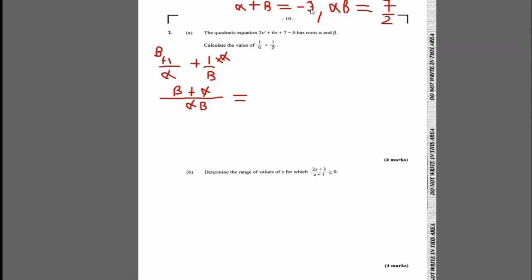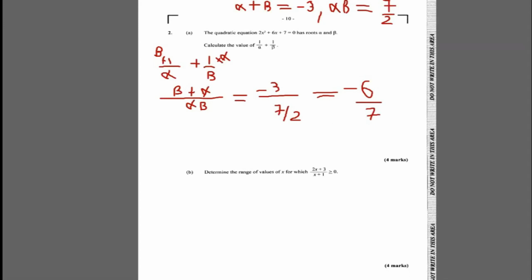So alpha plus beta, which is minus b over a, is negative 3. And that is also divided by alpha beta, which is 7 over 2. Feel free to use a calculator. Of course, many persons would just flip it and say, oh, that times that. Minus 3 divided by 7 over 2 is minus 6 over 7. That's the value of 1 over alpha plus 1 over beta. Nice.